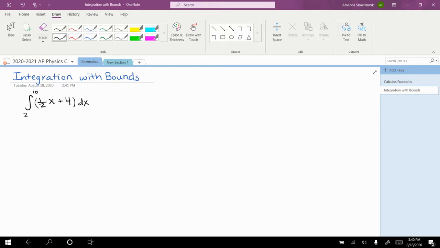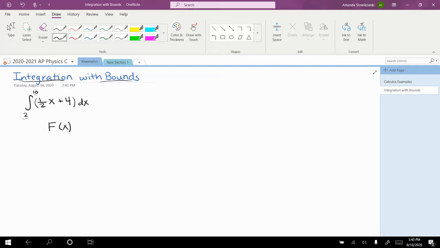Hi guys, we're going to do some integration with bounds with these little guys right here, this number 2 and this number 10 here. Okay, so we're not going to have to add that constant c anymore. We're actually going to find the antiderivative of this function here, the 1/2 x plus 4, and whatever we get, let's just call it capital F of x. Okay, so it's going to be some function here.